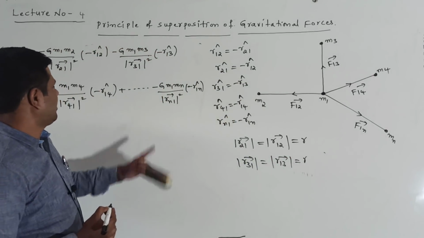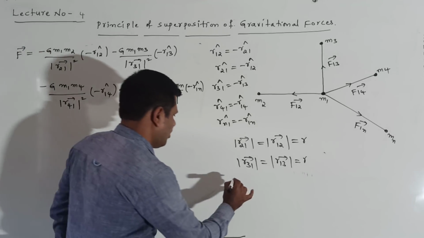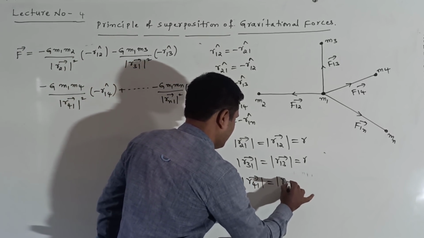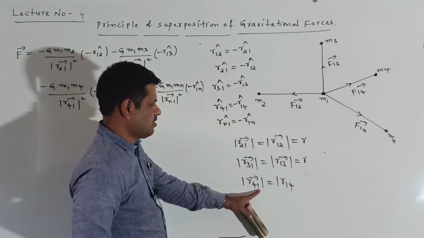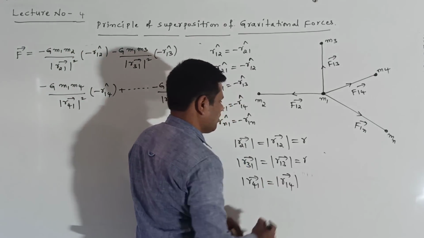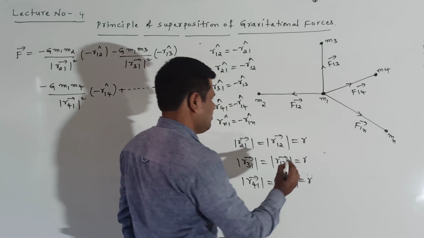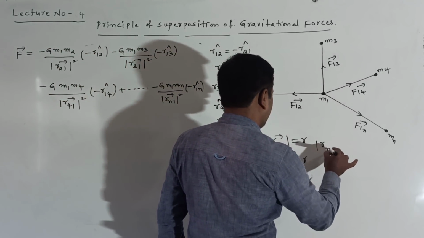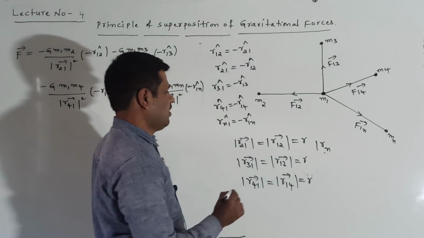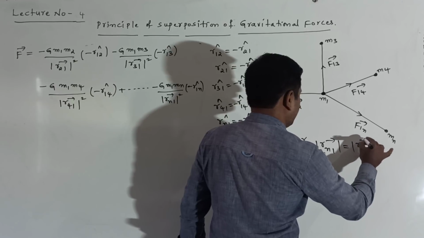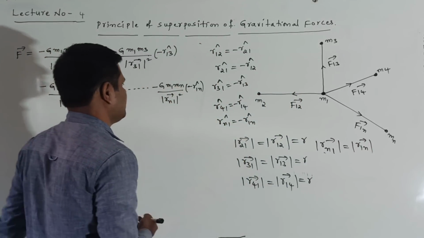Next, similarly, you can write another one: mod of R14 bar is equal to mod of R41 bar is equal to mod of R14 bar equal to R. This is nothing but the distance. Similarly, mod of R1 bar can be written as mod of R1n bar.